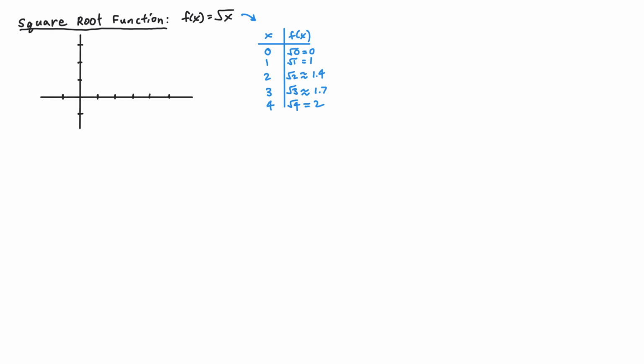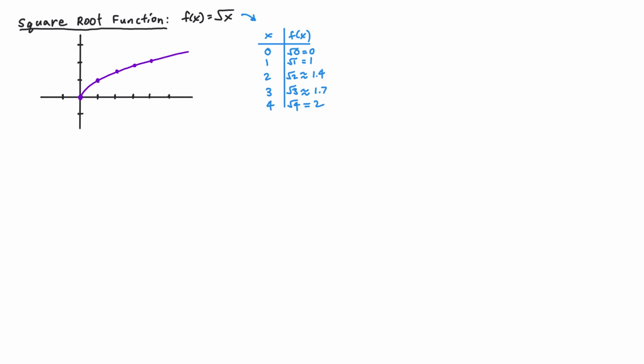So let's plot our points. We have 0, 0, 1, 1, 2, 1.4, 3, 1.7, and then 4, 2. Connecting these points here, we get the following graph.